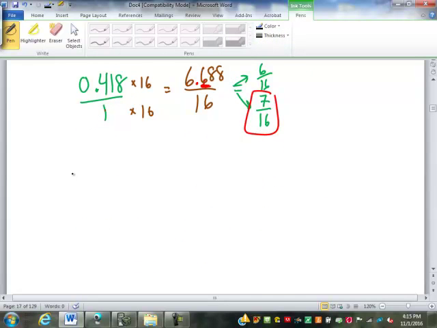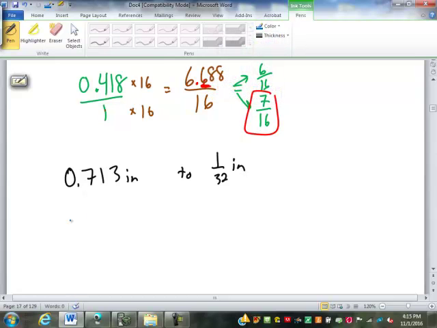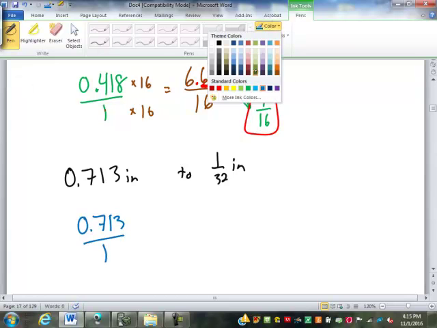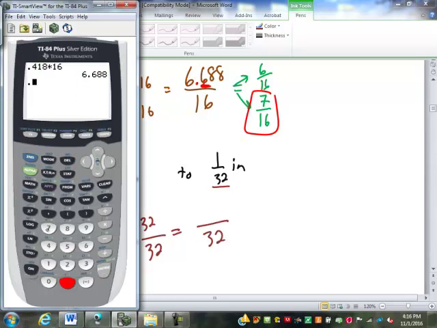We might have 0.713 inches. We want it to the nearest 32nd of an inch. So we're going to do the same thing. 0.713 over 1. This time, what do we want the denominator to be? 32. So what are we going to do to this? Times 32 on top and bottom. 1 times 32 is 32. 0.713 times 32 is 22.816.